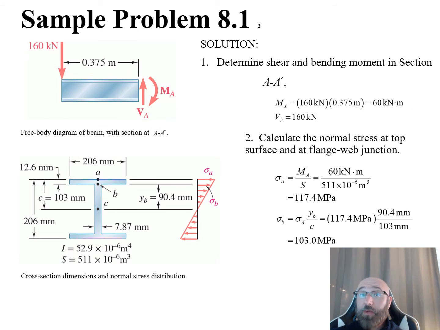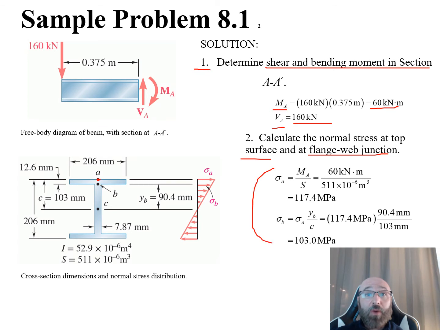So now that we've completed step 1 in our procedure for analysis and found our shear and bending moment, our M sub A and our V sub A, we have numerical values for these now in the correct units. Now what we can do is move on to step 2 in our procedure for analysis, where we're looking to calculate the normal stress at the top surface of the flange web junction. So right here at this point A is what we're looking for. We have these two governing equations that we see here, where our sigma sub A right here at the top surface is equal to our M sub A, which we've already found to be 60 kilonewton meters, all divided by our S.